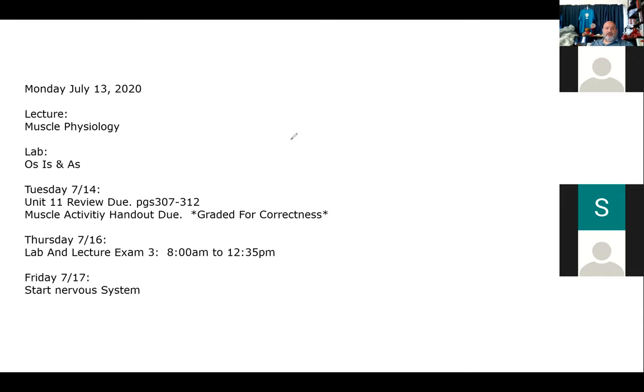Two more assignments due. Your last unit review, 11, is due for this section. And then also that muscle activity handout we just looked at, also due. And again, as mentioned, will be graded for correctness. And then all leading up to Thursday, so you have one more day off to study, an open lab on Wednesday, which you can take advantage of, and then the lab and lecture exam is on Thursday.